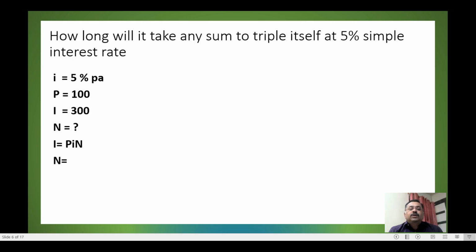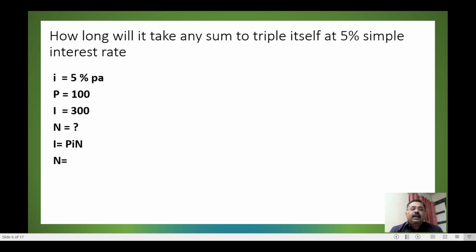Therefore I is equal to P into i into N, and you have to calculate how much N is. So keeping N here, if I shift the P into i this side, that is I divided by P into i, that is 300 divided by P, which is 100, into i, which is 0.05. If you calculate, you get around 15 years. Please do calculate this by yourself.